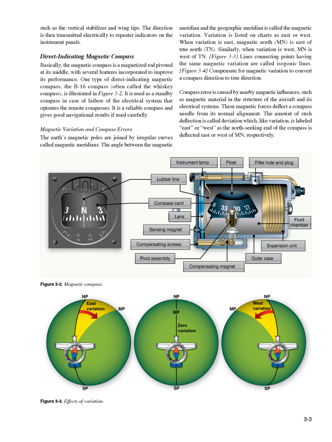Figure 3.3, lines connecting points having the same magnetic variation are called isogonic lines. Figure 3.4, compensate for magnetic variation to convert a compass direction to true direction. Compass error is caused by nearby magnetic influences, such as magnetic material in the structure of the aircraft and its electrical systems. These magnetic forces deflect a compass needle from its normal alignment. The amount of such deflection is called deviation, which, like variation, is labeled east or west as the north-seeking end of the compass is deflected east or west of Mn, respectively.